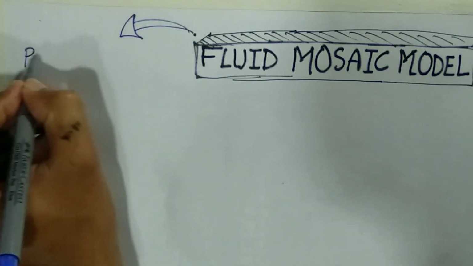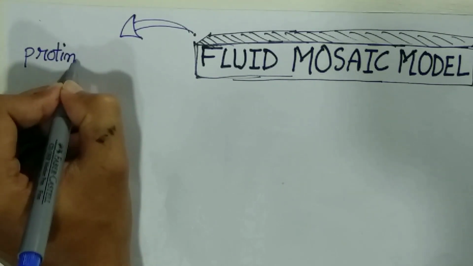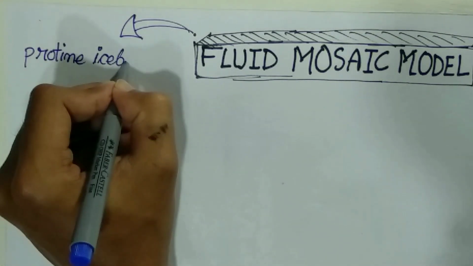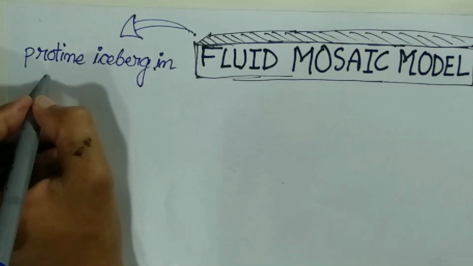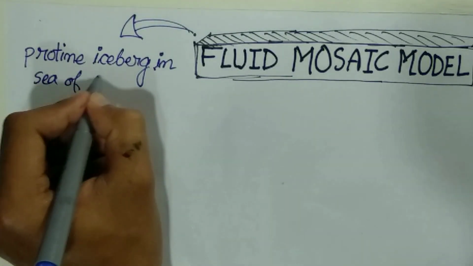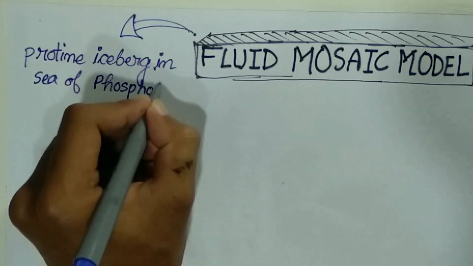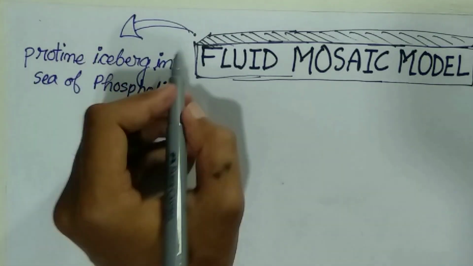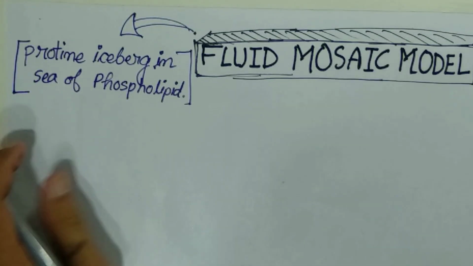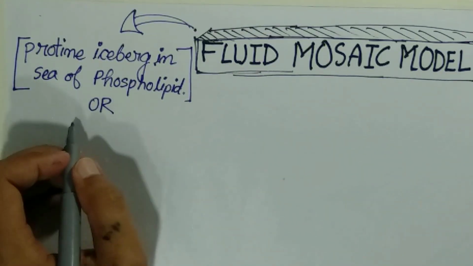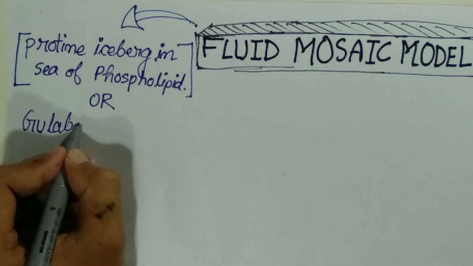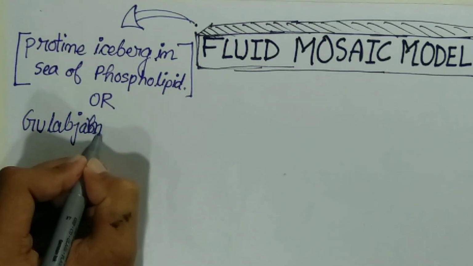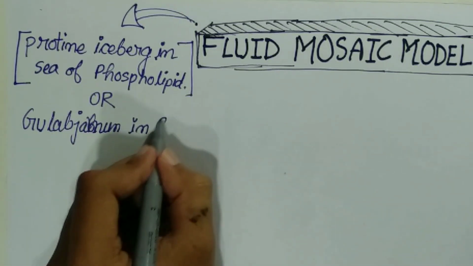Thus, the membrane is termed as a protein iceberg in a sea of phospholipid, or gulab jamun in a concentrated solution of sugar. That means gulab jamun is the protein and the concentrated solution of sugar is compared with the phospholipid.